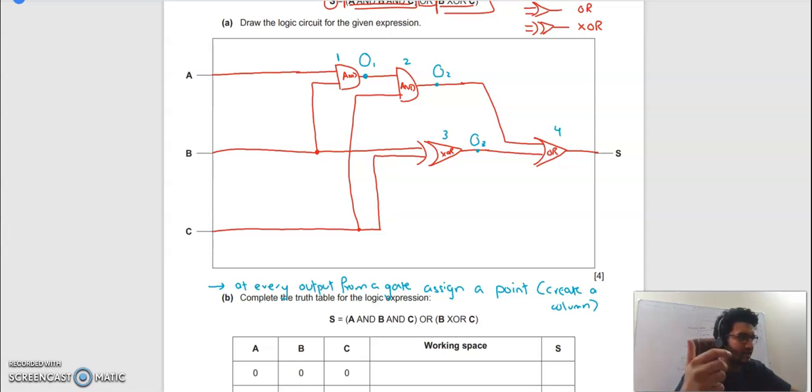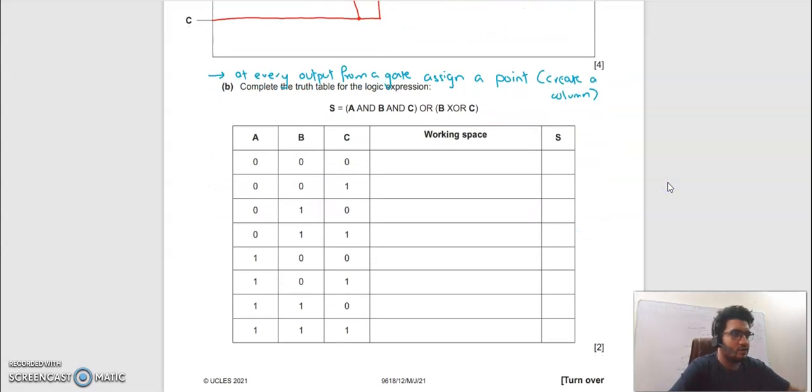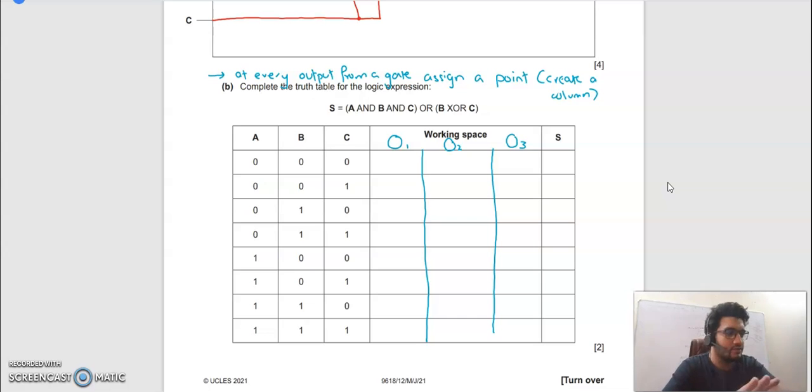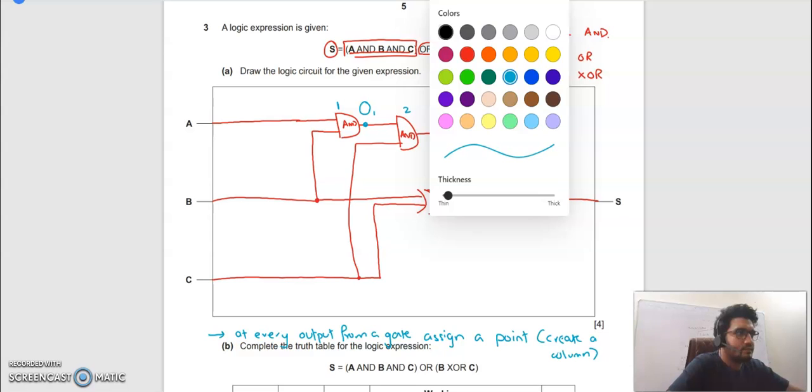I don't need to have an output for this one. So I'm going to do this with my O1, O2, and O3. I'm just going to quickly create my columns over here. So this is my O1 column, this is my O2 column, and of course finally this is my O3 column. Now it's going to make the process so simple. I'm just going to fill in my O1, O2, and O3 respectively with the inputs and the outputs that they're getting, and with the help of that I'm going to eventually get my output, which is S.